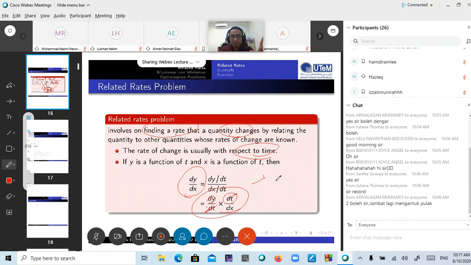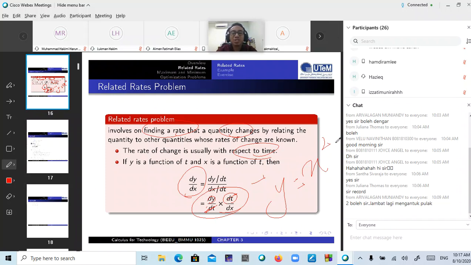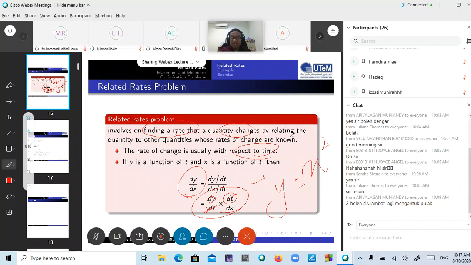implicit. For example, if you have y equal to x square kan. Kalau you want to differentiate with respect to x. Ingat sebab chapter 2 memang you akan belajar differentiate with respect to x, respect to y. So, kalau awak differentiate with respect to x, awak akan dapat apa ni? Y equal to x square. When you differentiate with respect to x, awak akan dapat dy/dx kan?